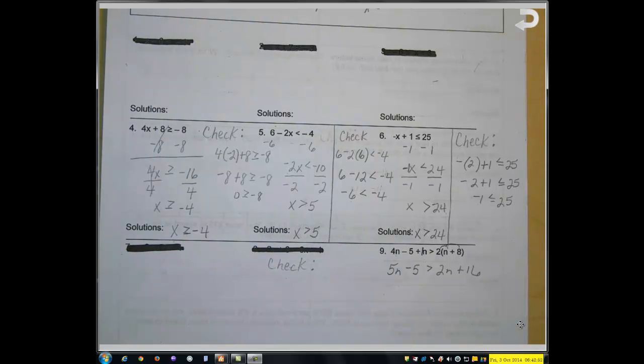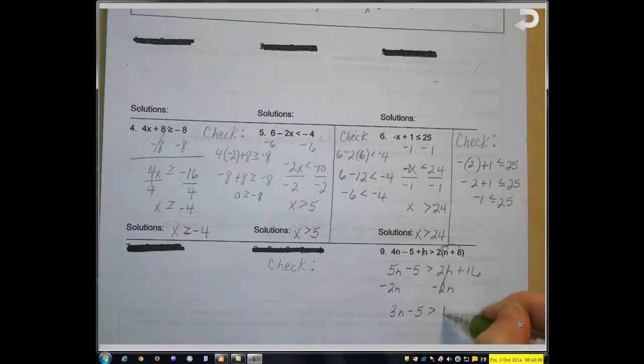Now we need to get variables to the same side of the equation. So we will subtract 2n from both sides. That gives us 3n minus 5 is greater than 16. Now we add 5 to both sides, and we get 3n is greater than 21. Divide both sides by 3, and our solution is n is greater than 7.